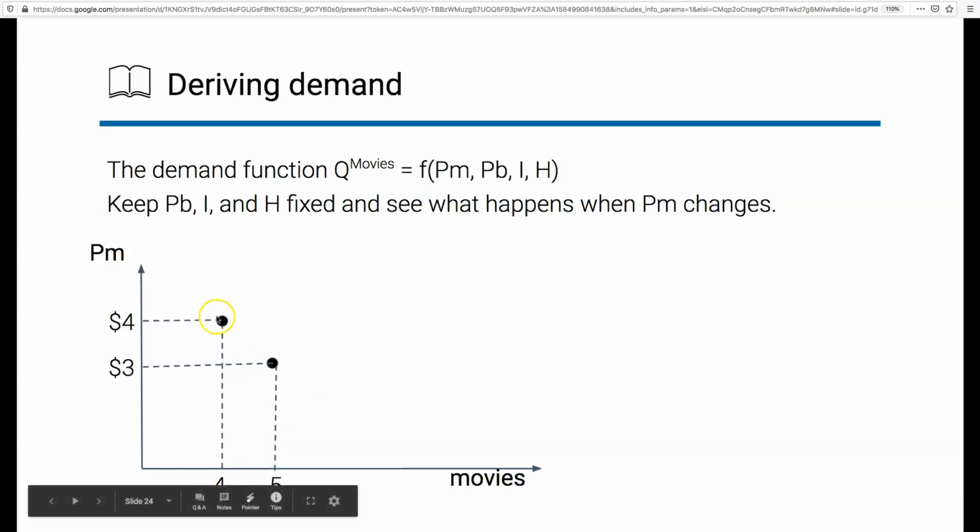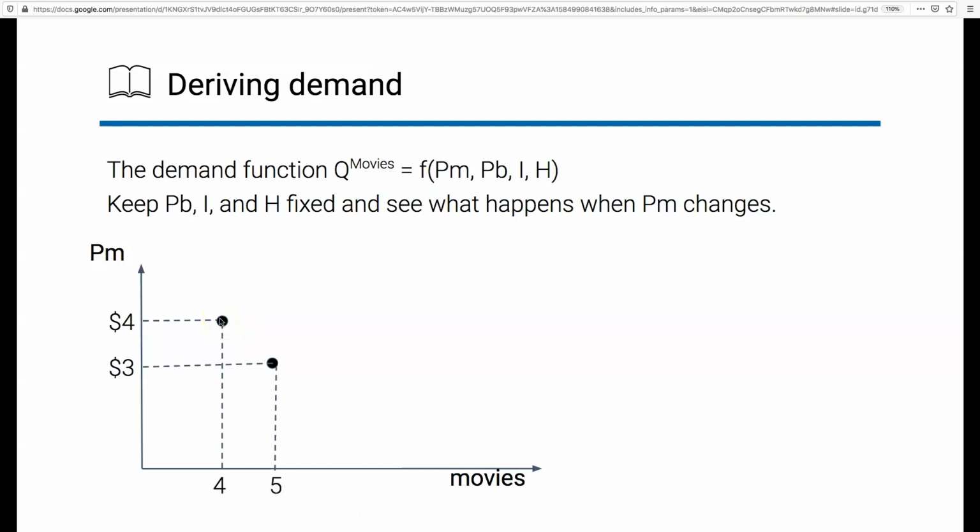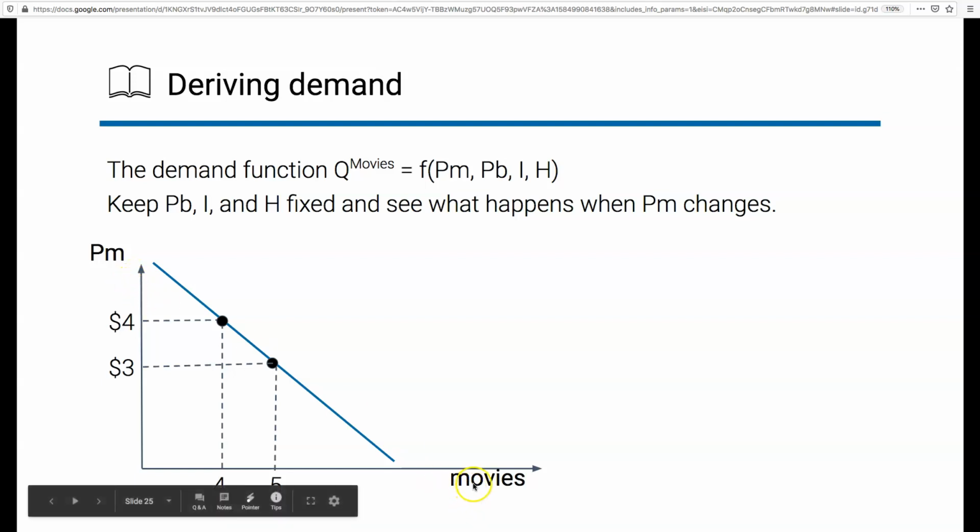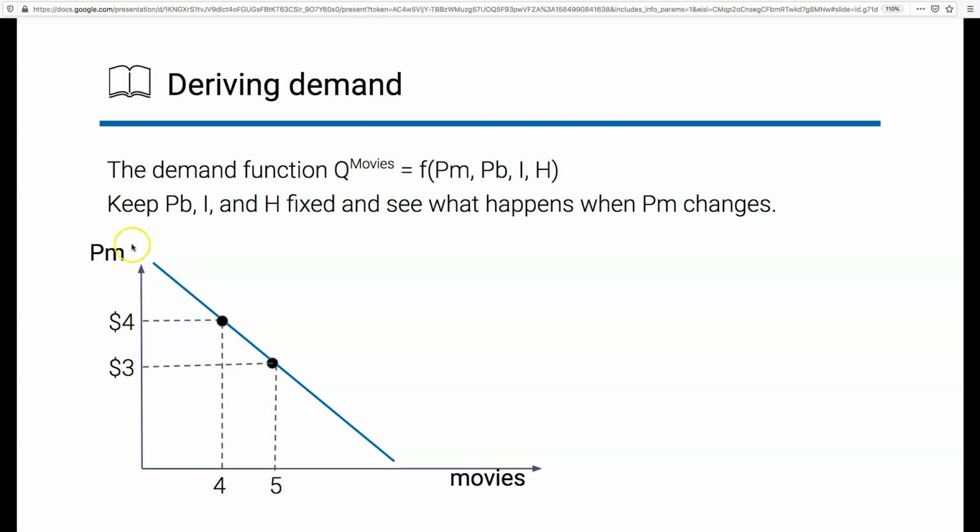So 4 movies at the price of 4, and repeat this operation for every possible price and connect the dots. You'll get the demand curve. So the idea here is that the demand represents the relationship between movies and their price, once the price of books, income, and all other things are kept the same.